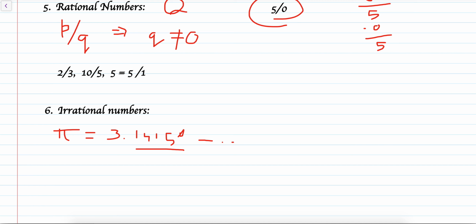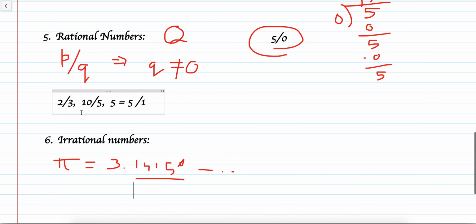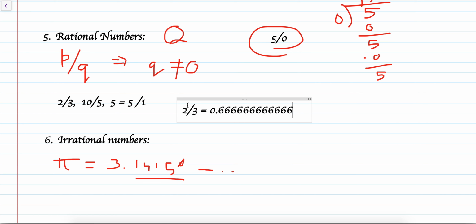For rational numbers, either we get some fixed answer, like for 10 by 5 we get 2, for 5 by 1 we get 5. For 2 by 3 it's not perfectly divisible, but we will get some fixed value like 0.666, it will continue, a recurring number. So we are not getting a new number every time. Or like 13 by 7, what would be 1.8571.